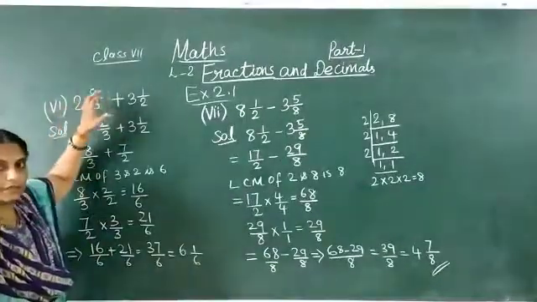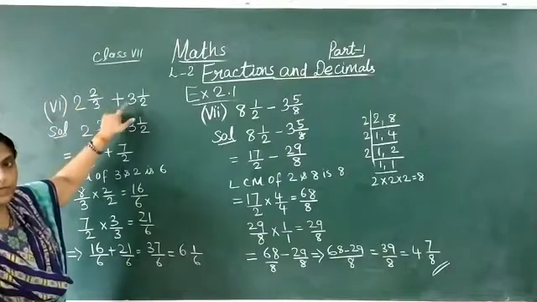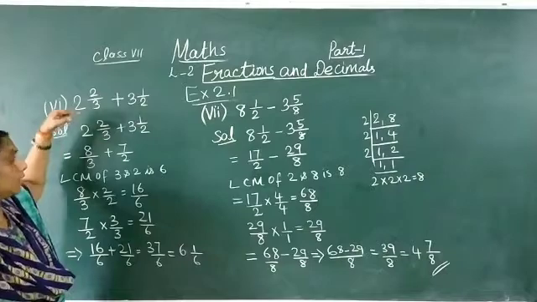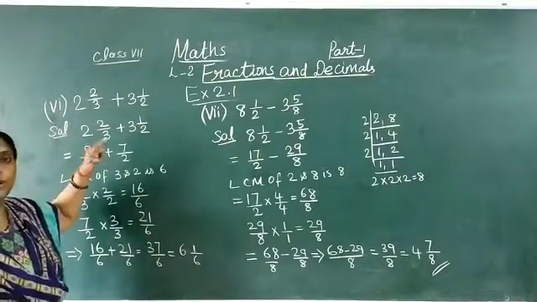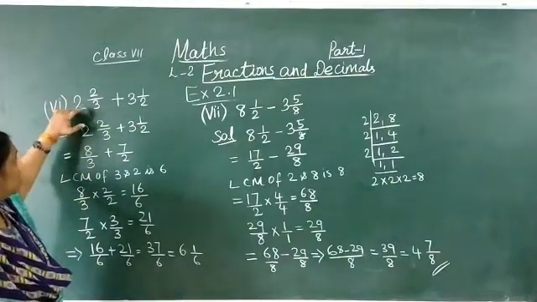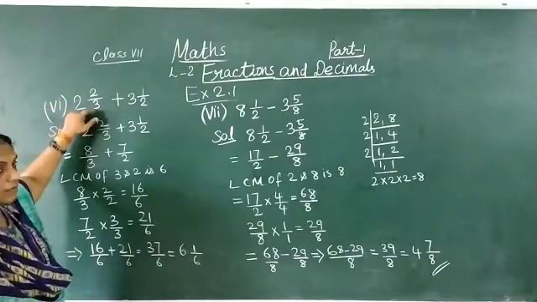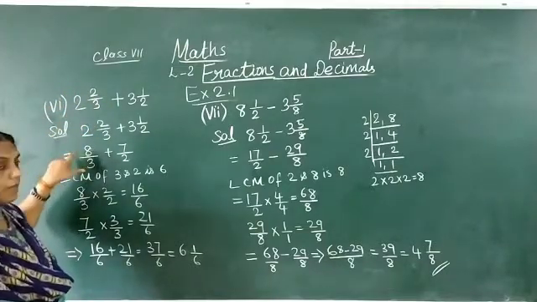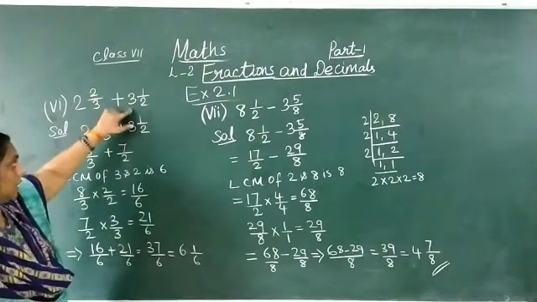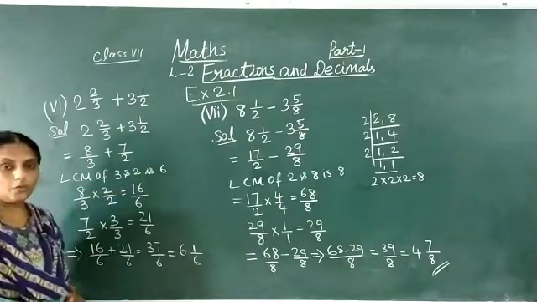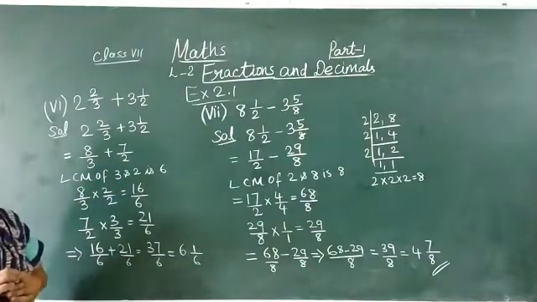Now question number 6. 2 2 by 3 plus 3 1 by 2. These fractions are called mixed fractions. So we have to convert the mixed fraction into an improper fraction. So multiply 2 by 3 and then add 2. So 2 3s are 6. 6 plus 2 is 8. So 8 by 3 plus the same, 3 2s are 6. 6 plus 1 is 7 by 2. Now you got the fractions 8 by 3 and 7 by 2.